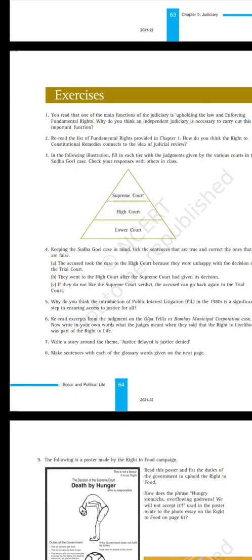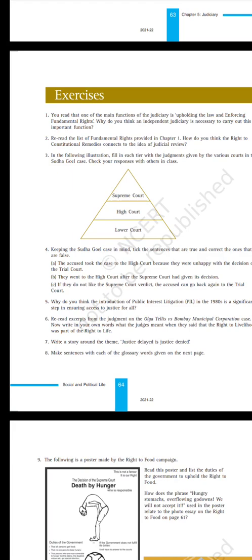Exercises. You read that one of the main functions of the judiciary is upholding the law and enforcing fundamental rights. Why do you think an independent judiciary is necessary to carry out this important function? Reread the list of fundamental rights provided in Chapter 1. How do you think the right to constitutional remedies connects to the idea of judicial review?